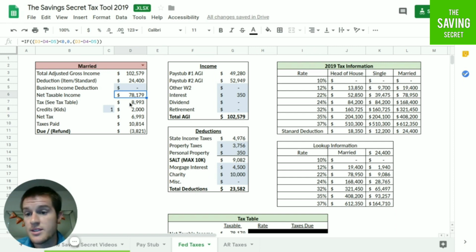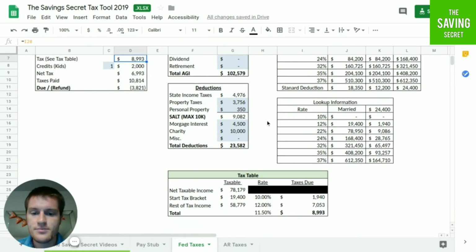So let's see what the tax is. It gives you the answer of 89.93, but how did it figure that out? Again, the purpose of me making this tool was not to just give you the answer, but to really help you understand how taxes work. So let's go down to the tax table.